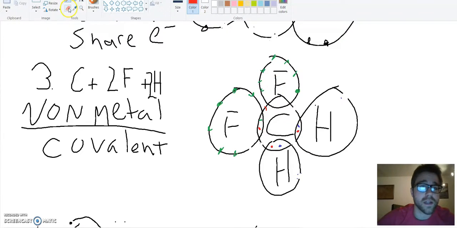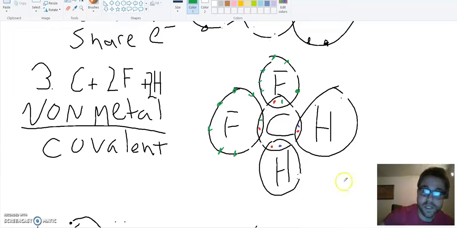So in order to do that, fluorine is going to share 1 of its electrons, and carbon's going to share 1 of its electrons. Remember, when one atom shares, the other one's going to share. It happens every time. So there's carbon shared electron, and here's fluorine shared electron. All right, so let's see if we got it.